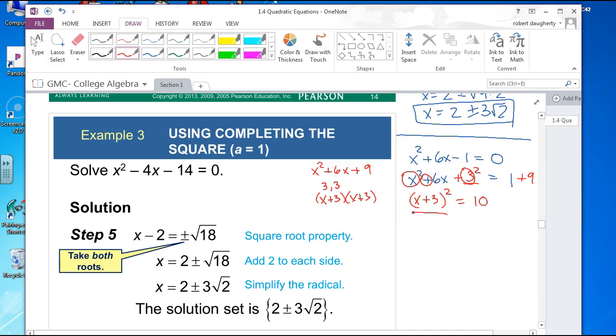Take the square root of both sides. X plus 3 equal plus or minus the square root of 10. X equal negative 3 plus or minus the square root of 10. Those are your two solutions to that equation.